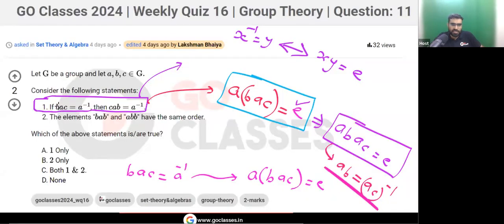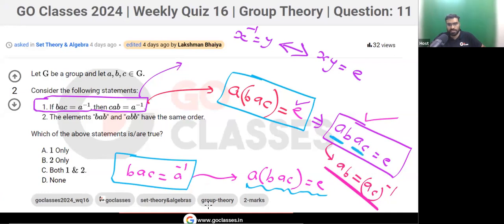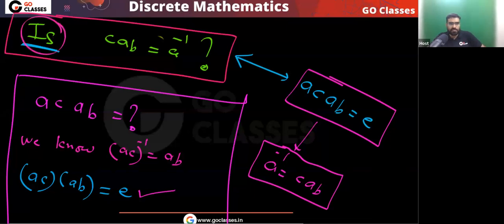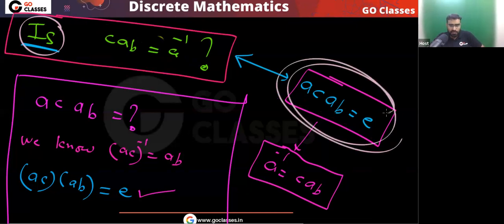See, please understand that the question is saying BAC equal to A inverse, that is given to you. So from here I can say ABAC is equal to E. And if ABAC is equal to E, that means AB is equal to AC inverse. Then the question is asking, is CAB equal to A inverse? That simply means ACAB equal to E. So this is what we need to prove.